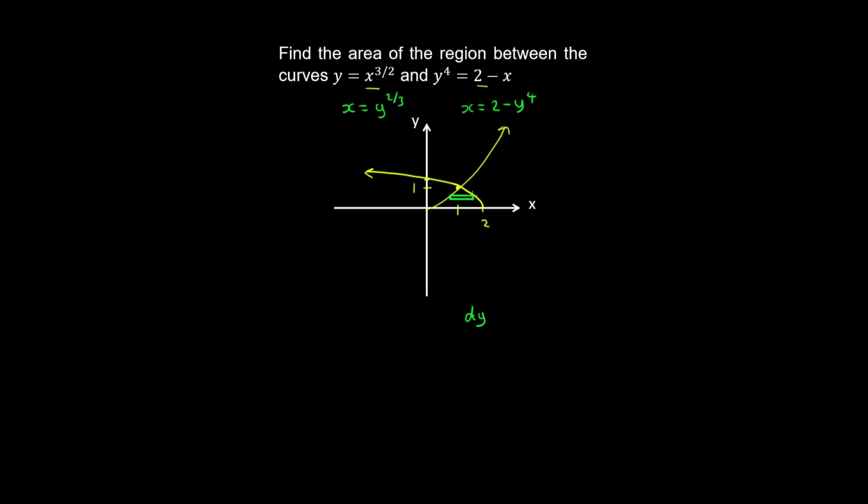And then to get the length of that rectangle, we can subtract y to the 2/3 from 2 minus y to the 4. Then integrating from y equals 0 to that intersection point, we obtain the area of the region. So evaluate the integral and post your answer in the comments.